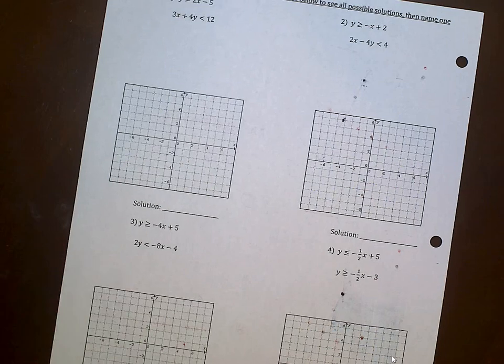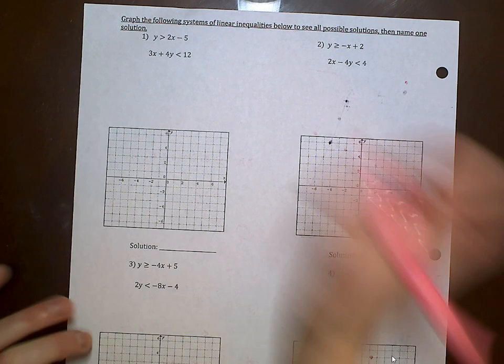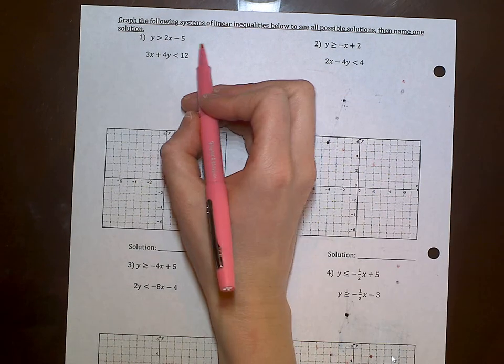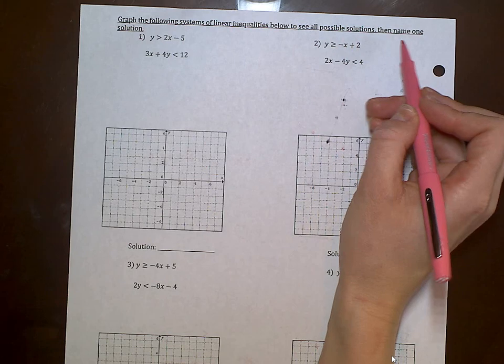I'm going to do 3 of these for you, and then you're going to try 1 on your own, and then that is it. You might cry of happiness that it's over. Just kidding. All right, so we're going to graph the system of inequalities and show the solutions, and then we're going to name just 1 solution.